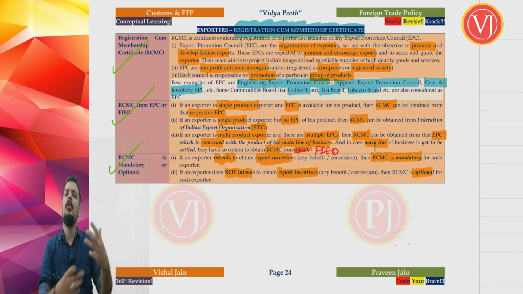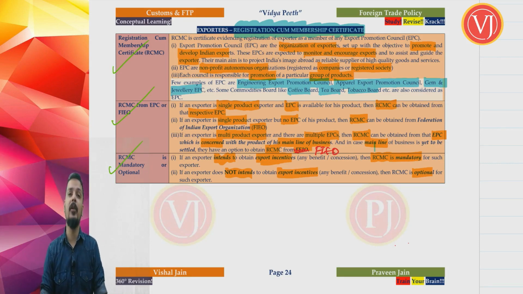Now you do know the background of IEC, you do know the background of RCMC. You are aware of the fact that import export code is also required by service providers. Normally the understanding was IEC is required by the goods sector. No, it is required even by the service sector if they intend to go for the benefits of your foreign trade policy, mainly the Service Exports from India Scheme.